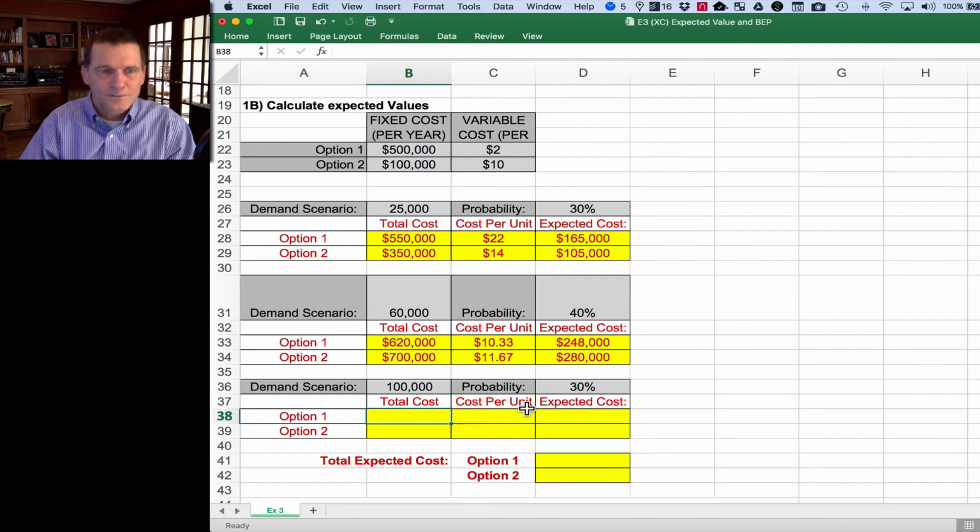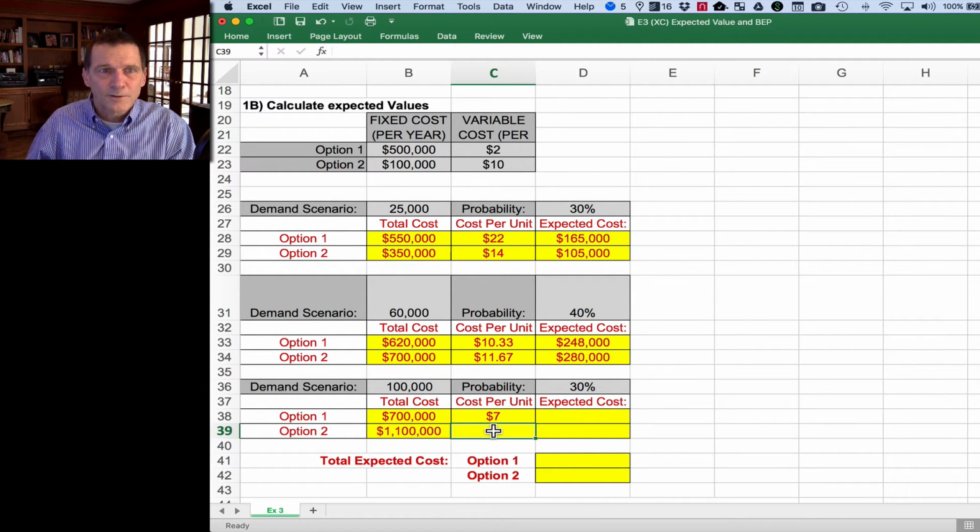So the total cost for option 1, demand scenario 3, equals the fixed cost plus the variable cost times the quantity. Right? Same formula. And the last time for this one equals our fixed cost plus our variable cost times the quantity. Okay, so we got those in. Let's finish up over here. The cost per unit, again, is going to be our total cost divided by the quantity.